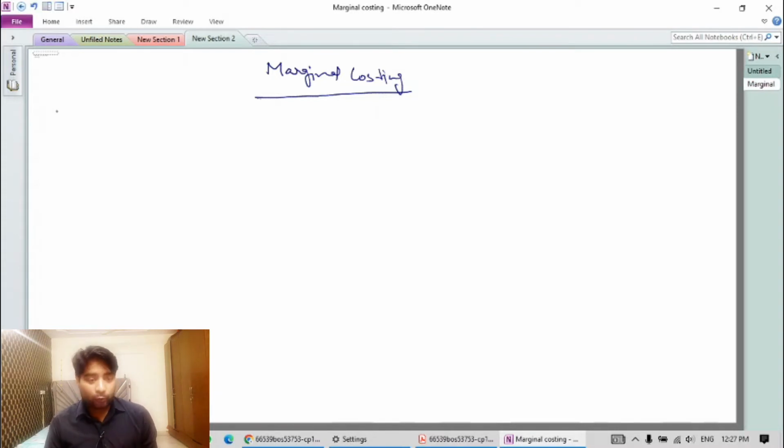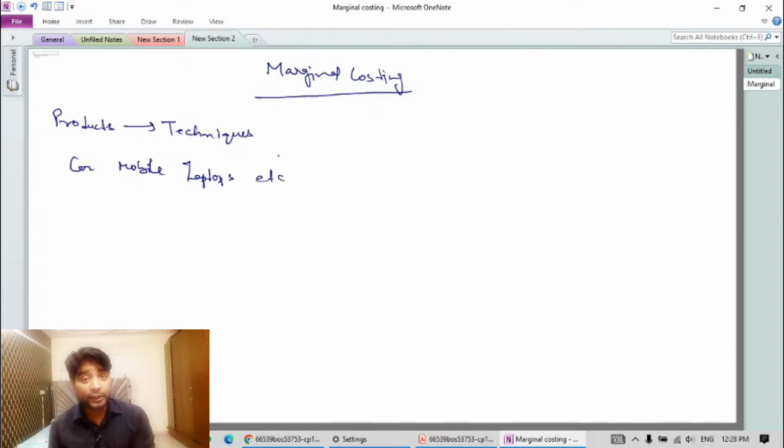So, if you may know, we have different kinds of products, and for making different kinds of products we have different kinds of techniques, like for manufacturing cars, mobiles, laptops, etc. So in that case we study different kinds of costing techniques.